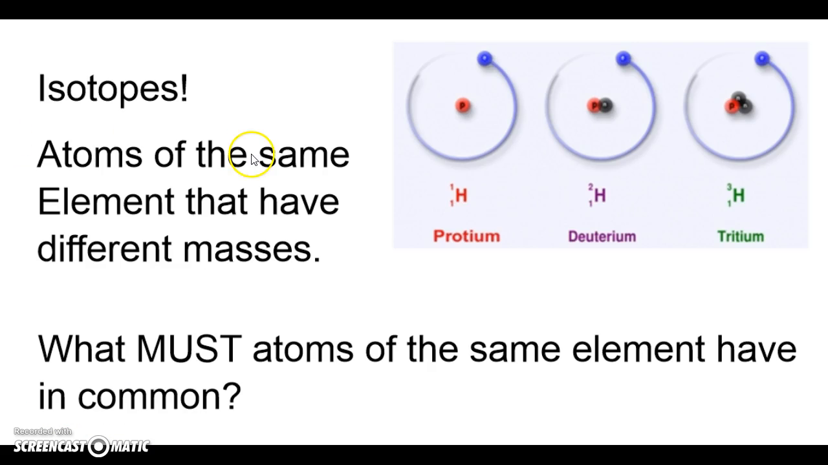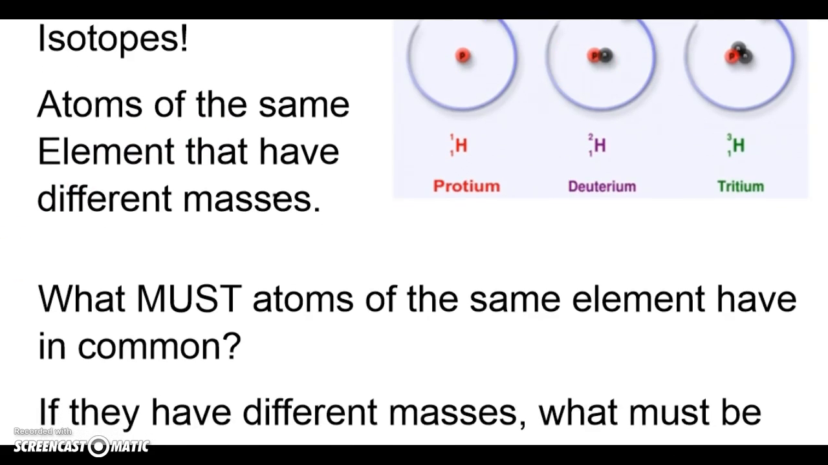So now, isotopes, a new word for us. So isotopes are atoms of the same element that have different masses. So here are 3 isotopes of hydrogen. So what must atoms of the same element have in common? What do they have to have in common? Well, if they're all the same element, they have to have the same number of protons. And we can see each of these 3 has 1 proton.